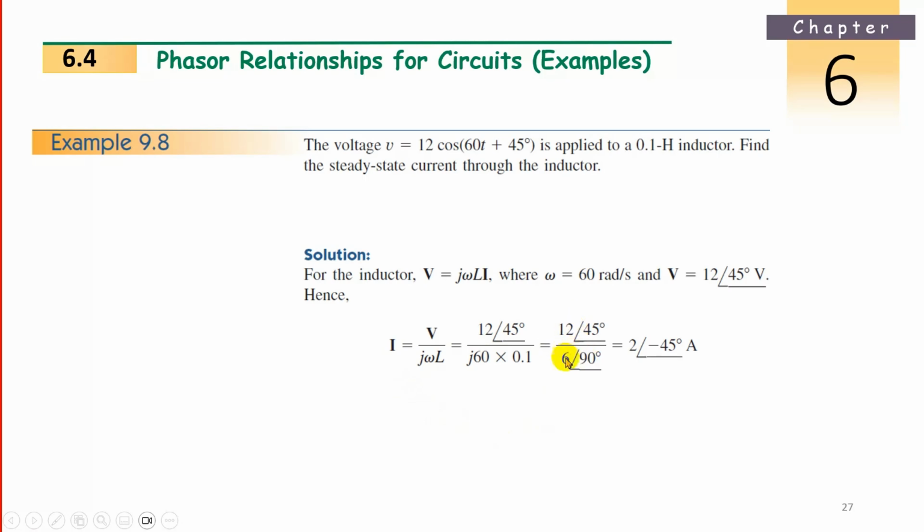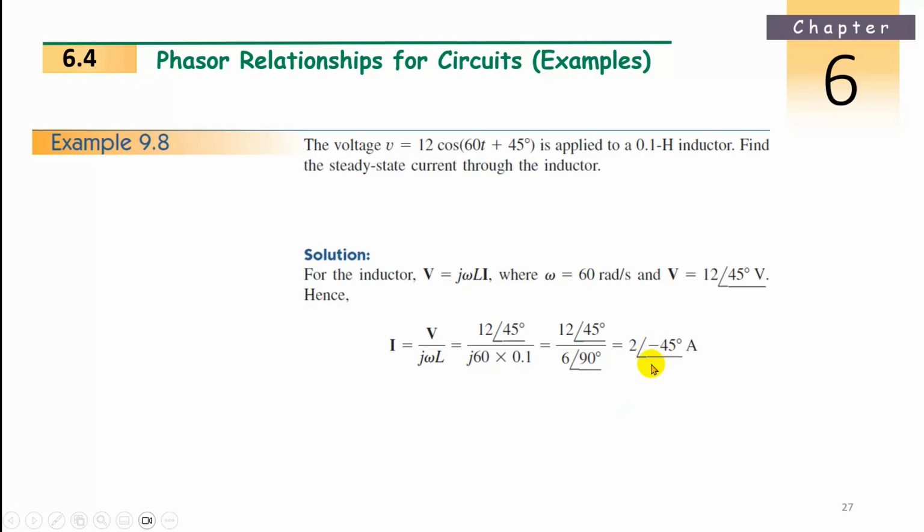So divide 12 by 6, it is 2 at an angle of 45 minus 90, because it is division. For division it is phi 1 minus phi 2; for multiplication it is phi 1 plus phi 2. So phi 1 is 45 minus 90, so it is minus 45. So the current in phasor form is 2 at an angle of minus 45.